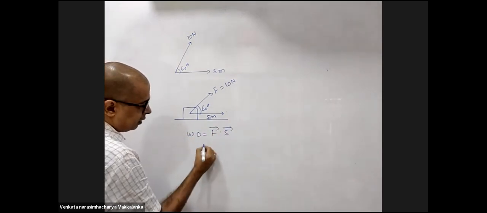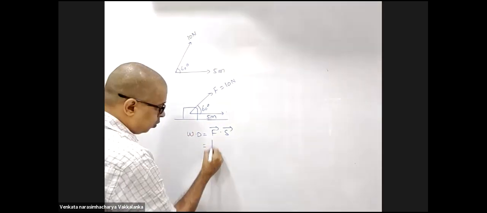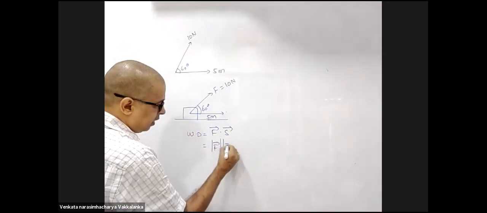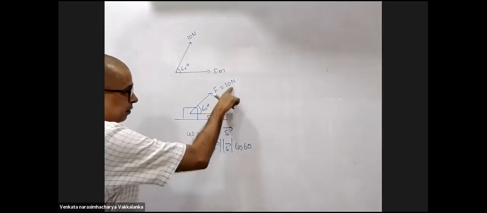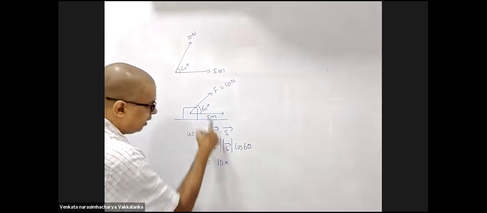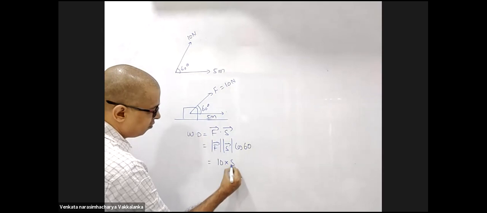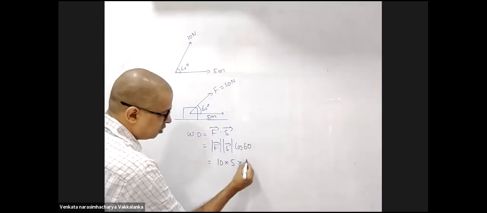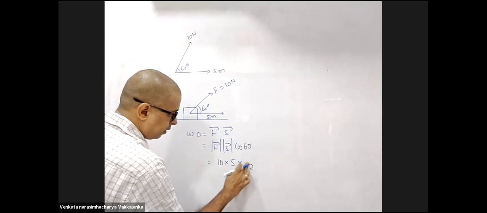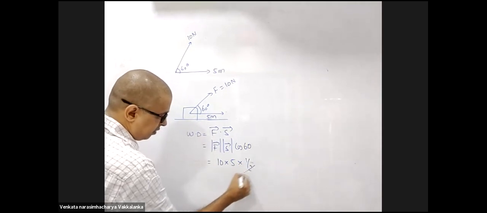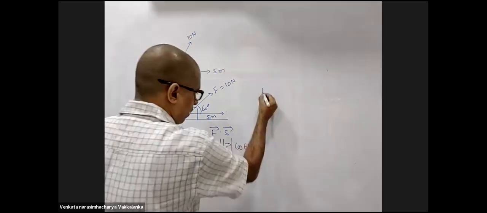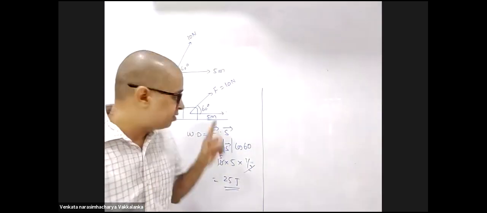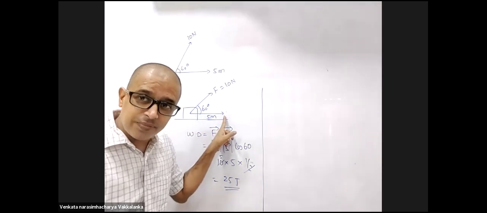Work done is force dot displacement. Now what do you do? Magnitude of the force into magnitude of displacement into cos of the angle between them. 10 into displacement 5 into cos 60, and cos 60 is half. 25 joules is the work done. This is when you are given vectors this way.